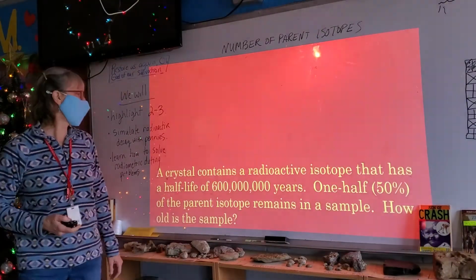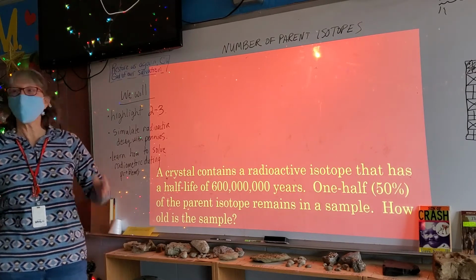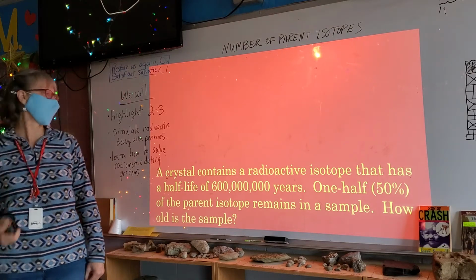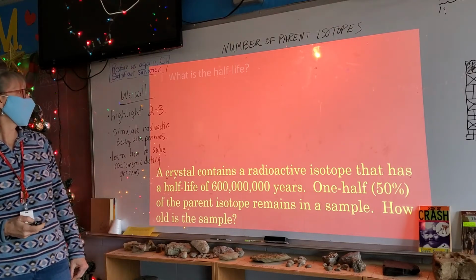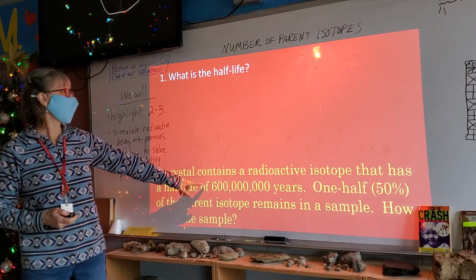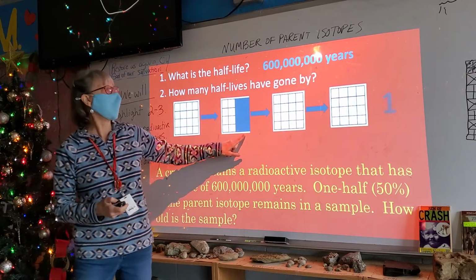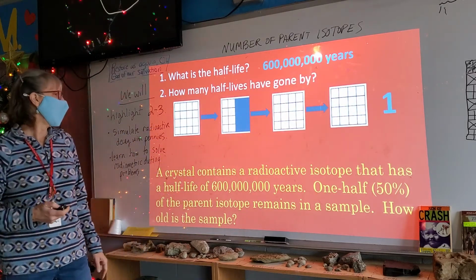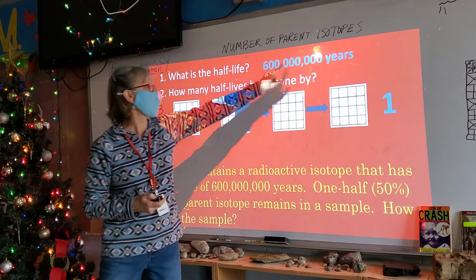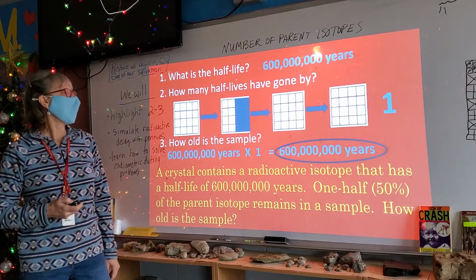All right. Number 5. Radioactive isotope. It's got a half-life of 600 million years, but we only have half the parent, so we don't have to go back very far, right? So, how old is it? Well, what's the half-life, everyone? 600 million years. And how many half-lives? We're only going back halfway, so it's 1 half-life. Check. And in order to find out the age of the sample, you simply multiply this times this, and you get 600 million. Check.